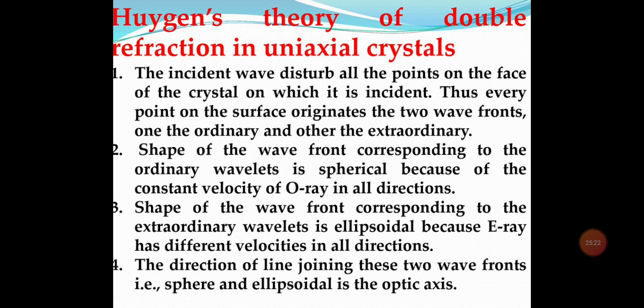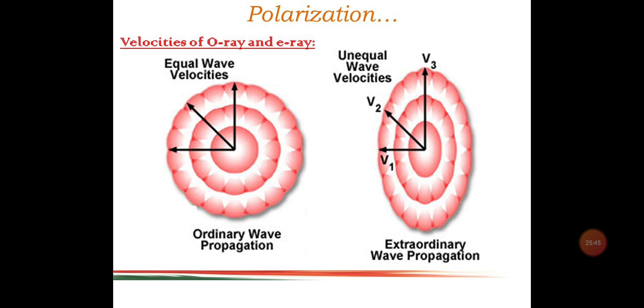The shape of the wavefront corresponding to the ordinary ray is spherical because of the constant velocity of the O ray in all directions, and the shape of the wavefront corresponding to the extraordinary ray will be an ellipsoid because it has different velocities in all directions. The line joining the two wavefronts, that is the sphere and the ellipsoid, is the optic axis. Here you can see how the velocities of the O ray and E ray propagate.